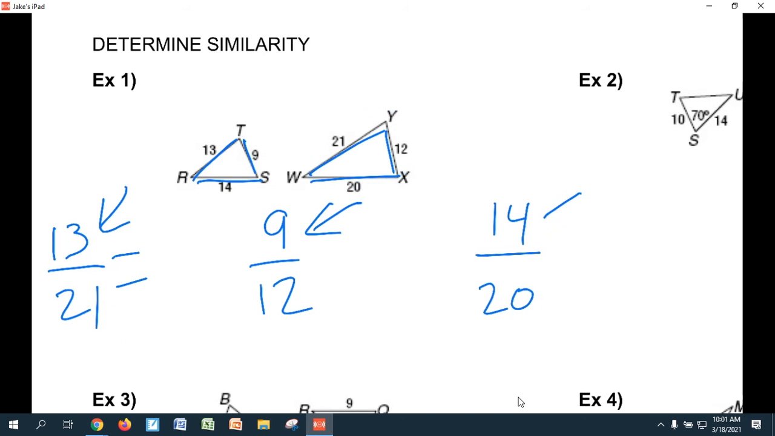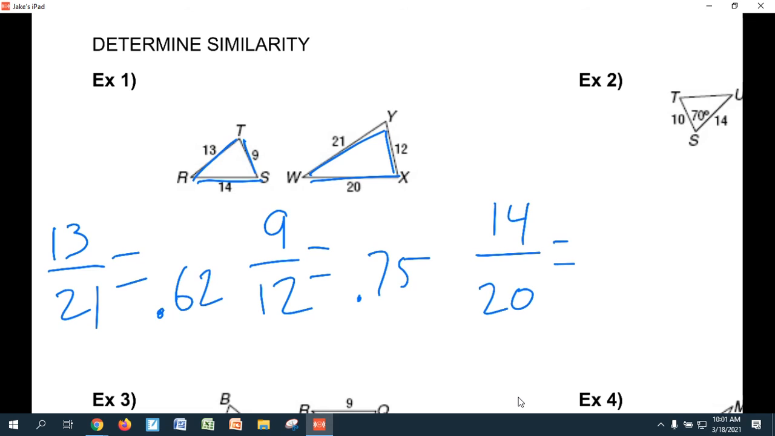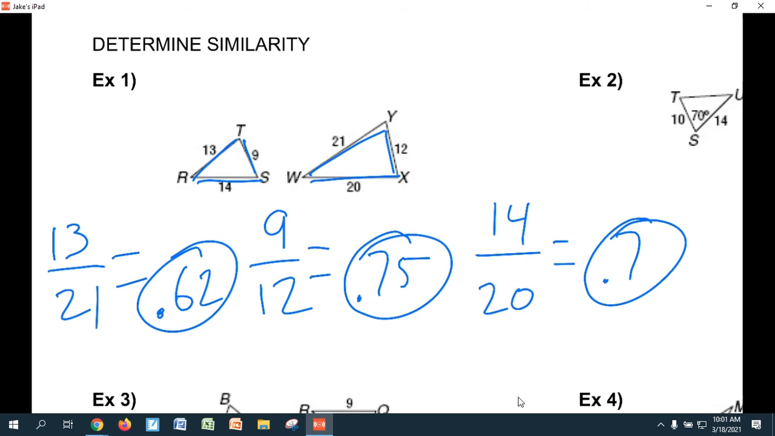Now, if these two triangles are similar, all three of these ratios would have to be the same. If I type these into my calculator, 13 divided by 21, rounded, gives you 0.62. This will give you 0.75. This will give you 0.7. Now if you look, these three are not the same. So that means these two triangles are not similar. It's too bad. They look similar, but they are not.